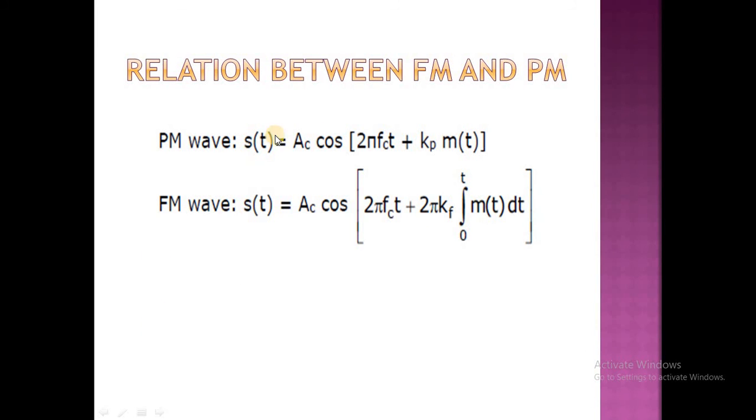And next one, the relation between the FM and PM. In PM wave, it is the general equation, no? PM wave, s(t) = Ac cos(2πfct + kp m(t)). FM wave, Ac cos(2πfct + 2π kf ∫ from 0 to t of m(t) dt). These are the relation between the FM and the PM. If you differentiate this particular function, we can get the PM wave. Okay.